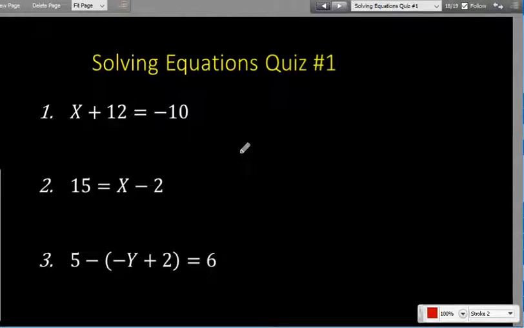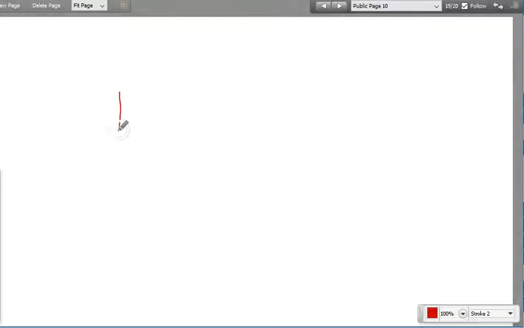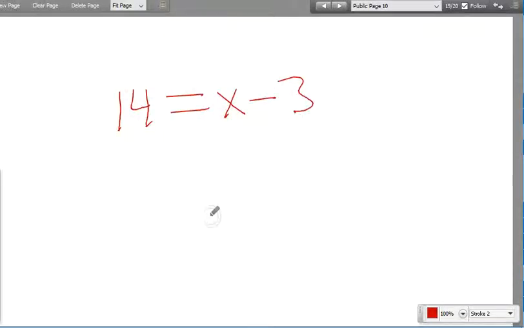Okay, we just did one just like that. Let's go ahead and practice one like question number 2. 14 equals x minus 3. So write this one down, push pause, do it, and then push play to see if you did it correctly.